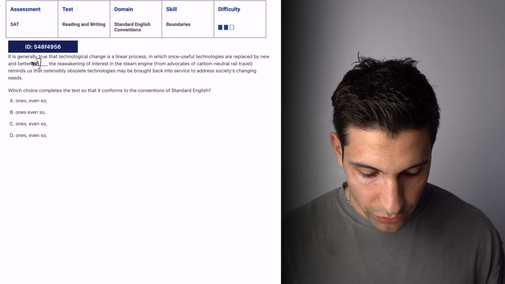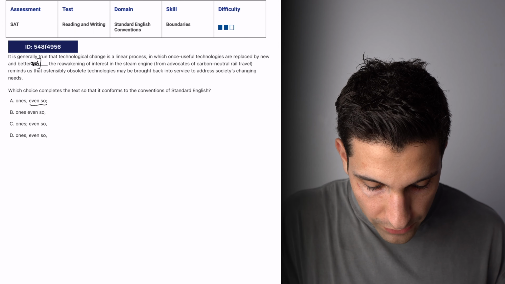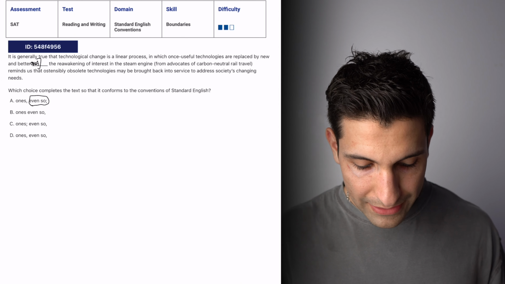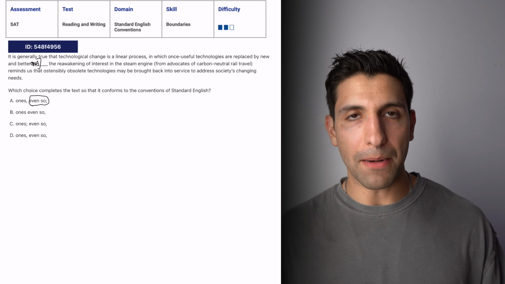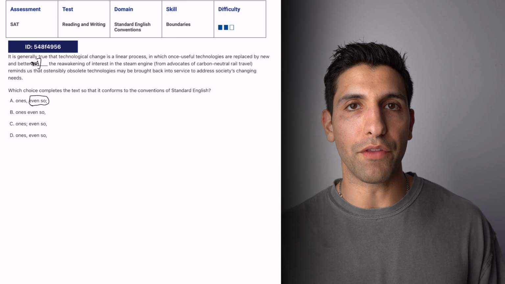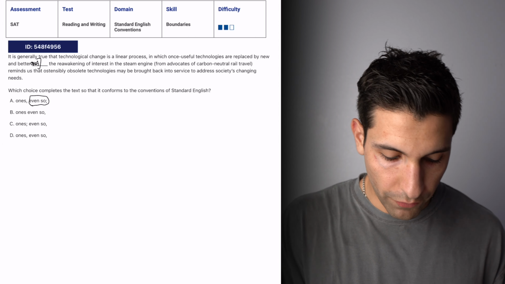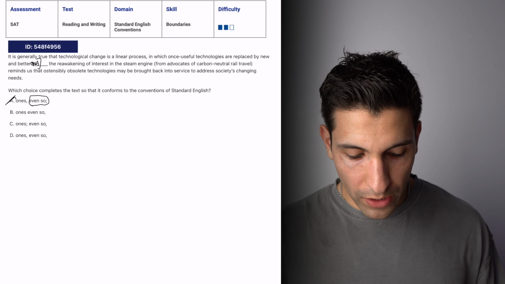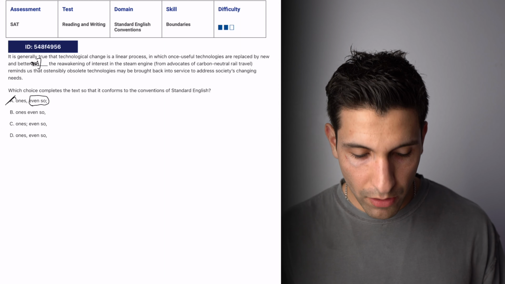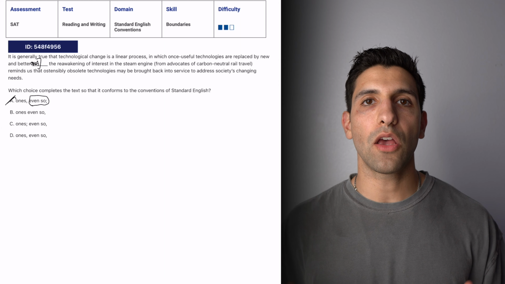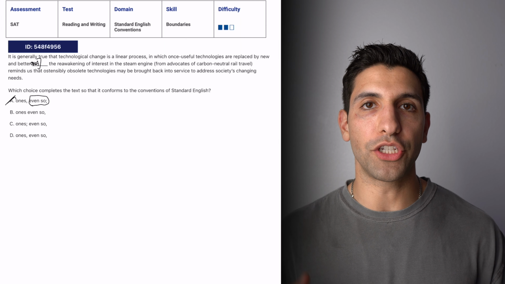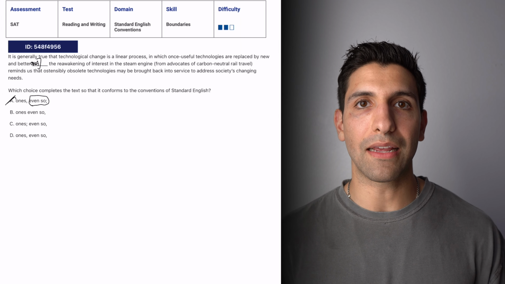So what I'm looking at here are two independent clauses. When I go through these answer choices, if I see "ones, even so" in the first example, that supplementary phrase doesn't make sense at the end of the first independent clause. So for that reason, it's out. For B, "ones, even so," comma. Well, we have two independent clauses. We cannot combine them with just a comma alone. So for that reason, B is out.